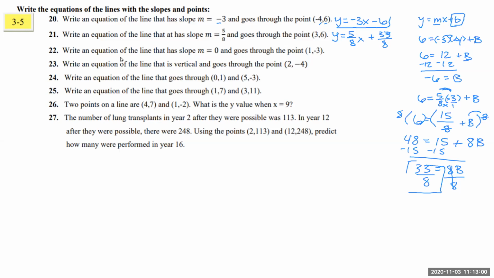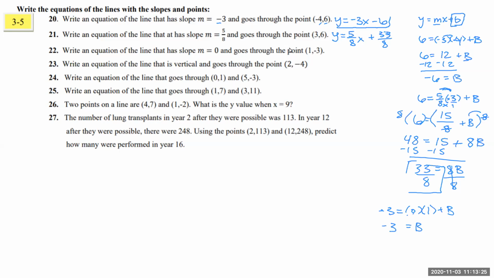Okay, so then going on to 22, we have m is 0 and x is 1 and y is -3. So when we do this out, we're going to have -3 equals the m, which is 0, times the x, which is 1, plus b. This one's a little bit easier because when we do 0 times 1, we're just going to get 0. So really what we're left with is b equals -3.